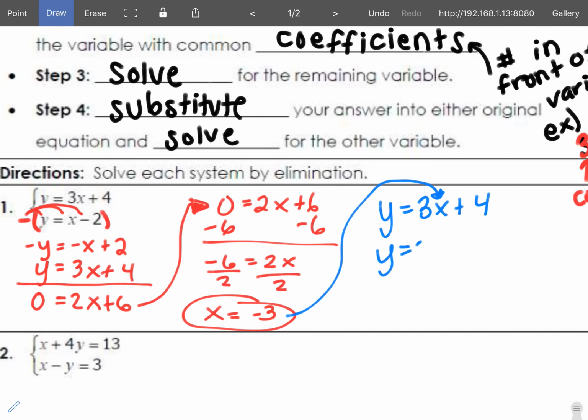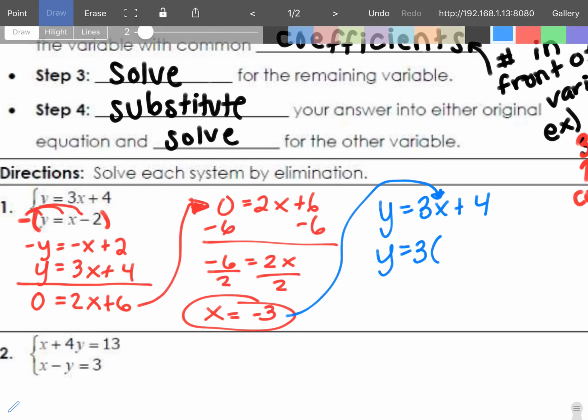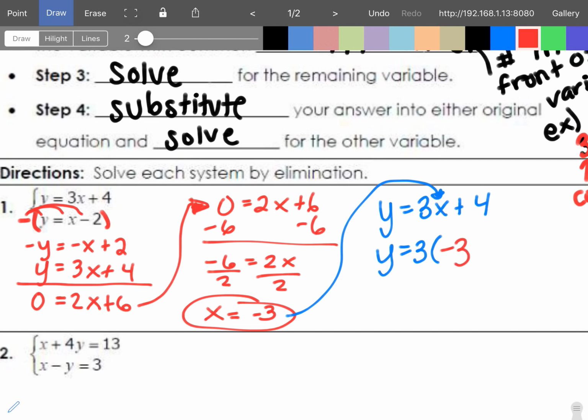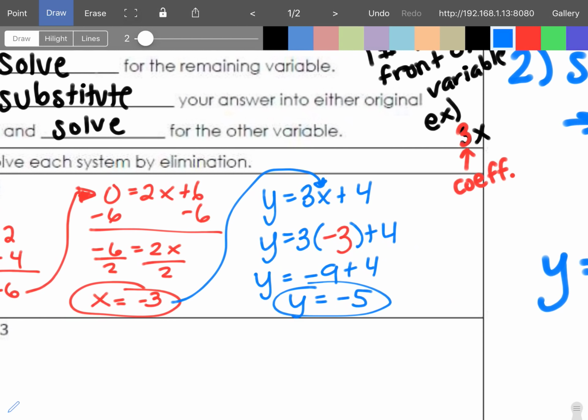So y equals 3 times negative 3 plus 4. Y equals negative 9 plus 4. Y equals negative 5. So my answer is x comma y.